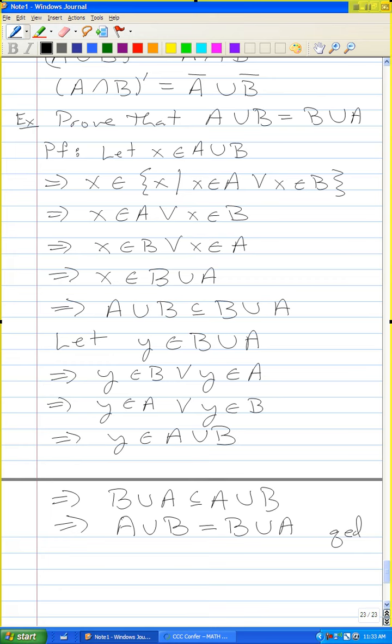Okay? And so all the other proofs would be of a similar fashion. Well, not all of them, but that's an idea of how you would show it. Okay?